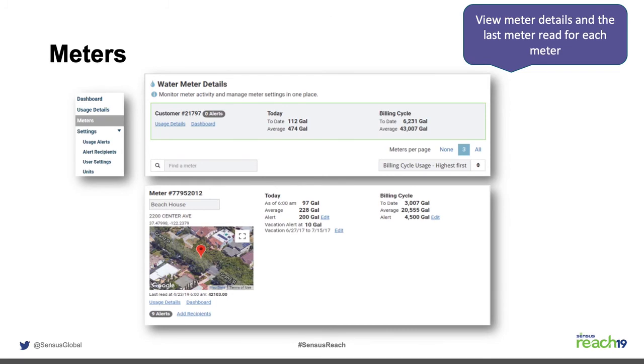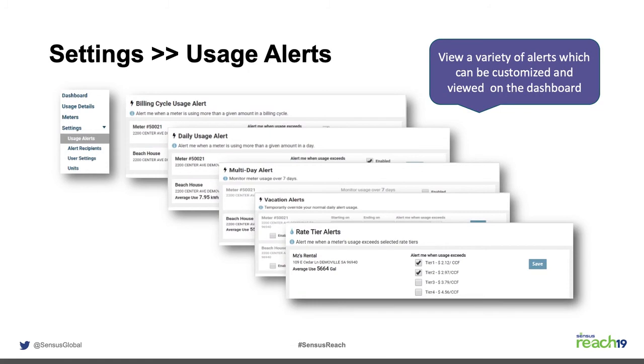So we also have a meter details where this is for every single meter that you have in your account. You can go in and you can look at the details. It shows the dashboard, it shows your alarms and your alerts that are coming in. You can see the usage as of today, and you can see the billing cycle. Each one of these you can set up notifications for. So we have usage alerts. We have 5 different types of usage alerts. So we have the rate tier alert, the vacation alert, the multi-day alert, the usage alert, and then the billing cycle alert. And you can set these on each of the meters, and you can also have them email yourself, send a notification, send an alarm to the portal, or email someone else.